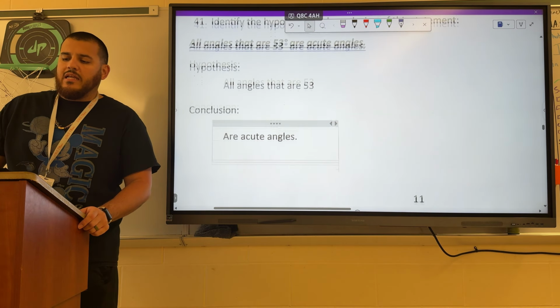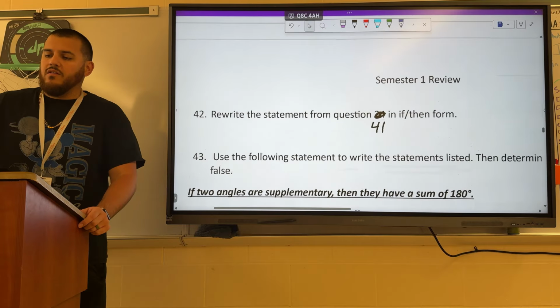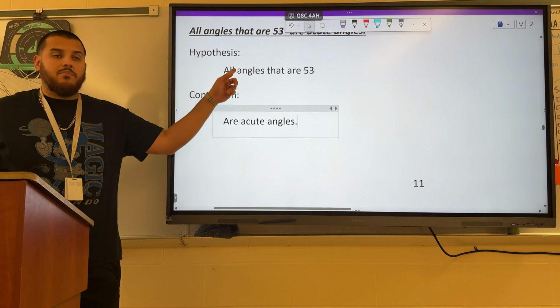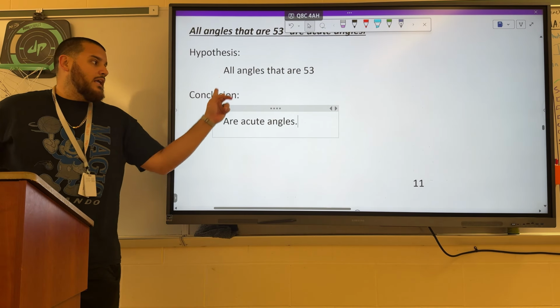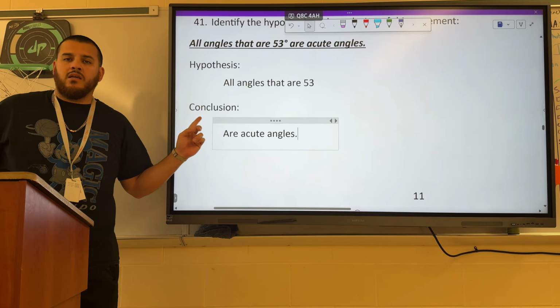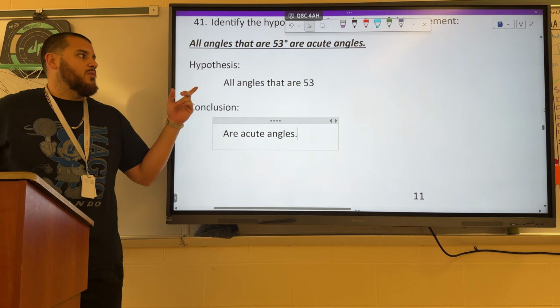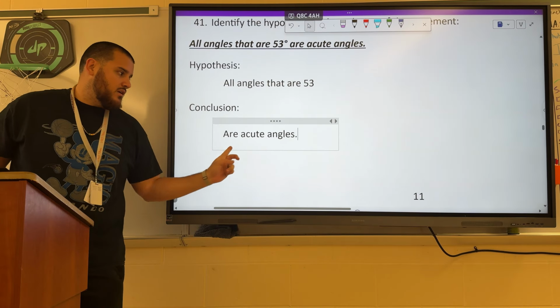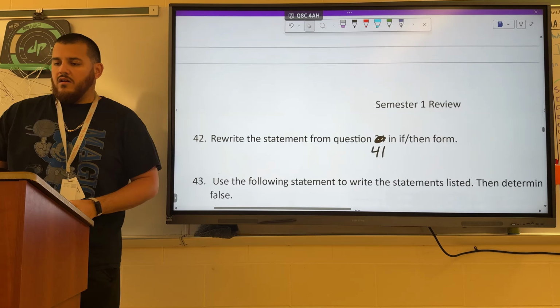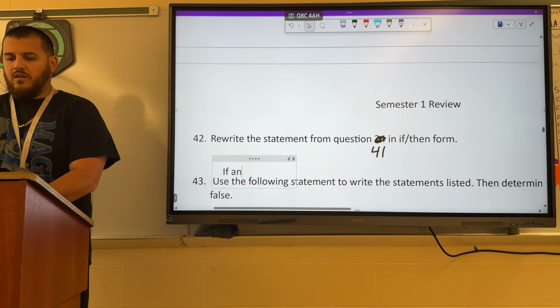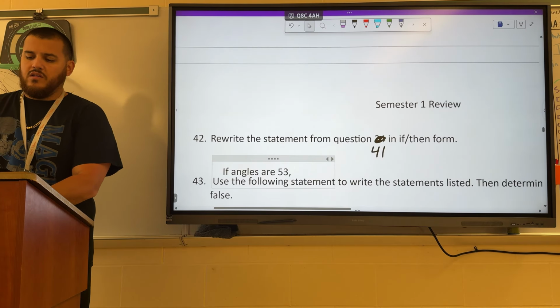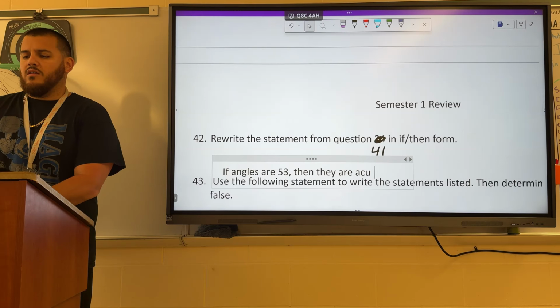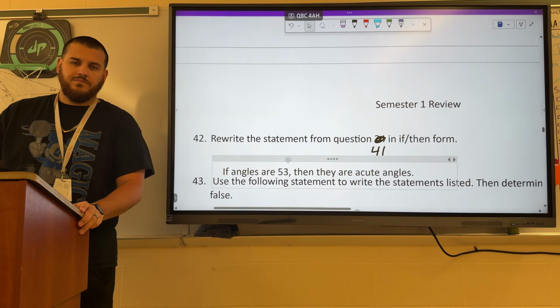Again, we are going to rewrite that now in if-then form. So again, if with the hypothesis, right? Then with the conclusion, we just need to make it make sense grammatically. We wouldn't say if all angles that are 53. We would say if angles are 53 degrees, then they are acute angles, right? If angles are 53 degrees, then they are acute angles.